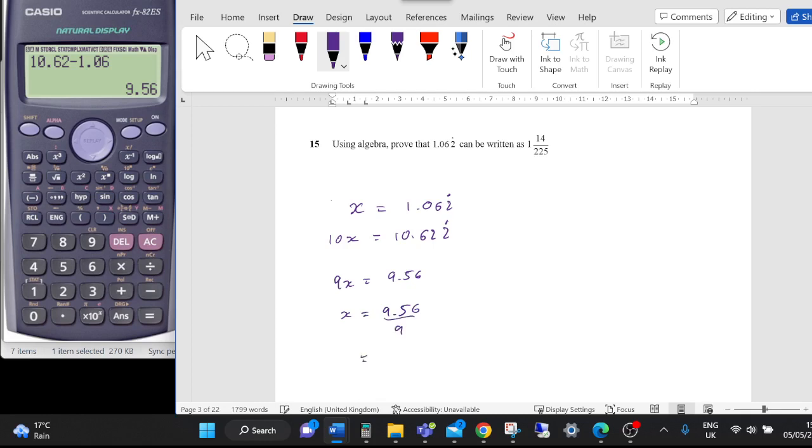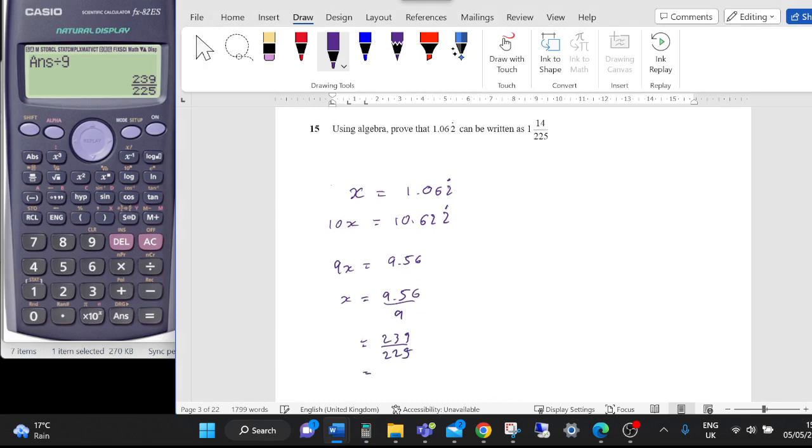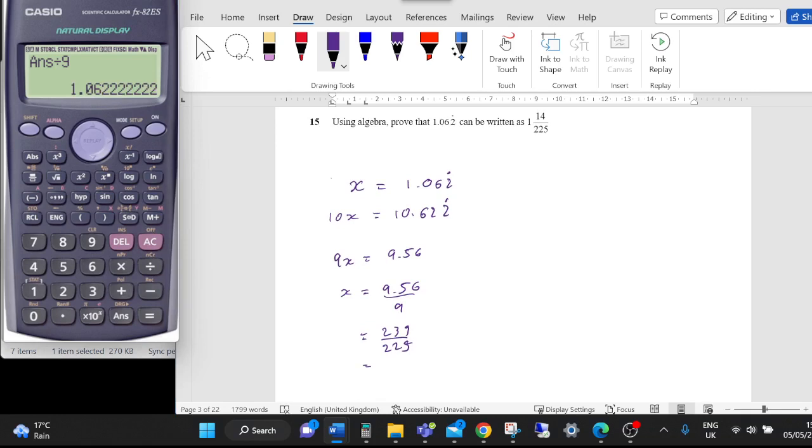And then if I do that on my calculator, that gives me 239 over 225. And then if I convert that to a mixed fraction, I get 1 and 14 225ths, which is what we're asked to show. Right, marks for that are given for the method of using algebra to call x, so M1.